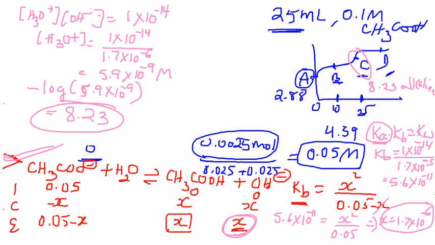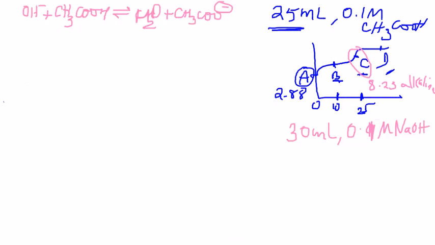Now the last part is when you add more than the equivalence point. So what happens when, let's say, you have added 30 milliliters of sodium hydroxide? How would we go about that aspect? Let's take a look. Realize that if you add 30 milliliters of 0.1 molar NaOH, you basically have added 3 times 10 to the power of negative 3 moles of the hydroxide. That means now you're going to have the hydroxide in excess.